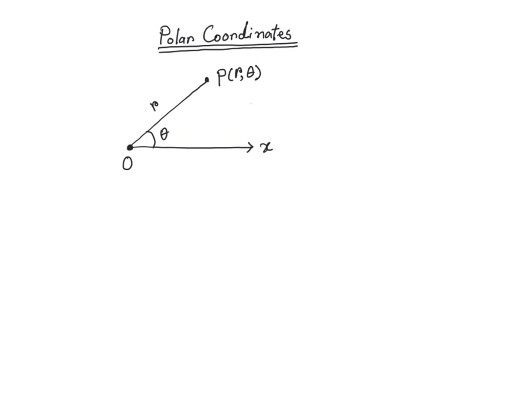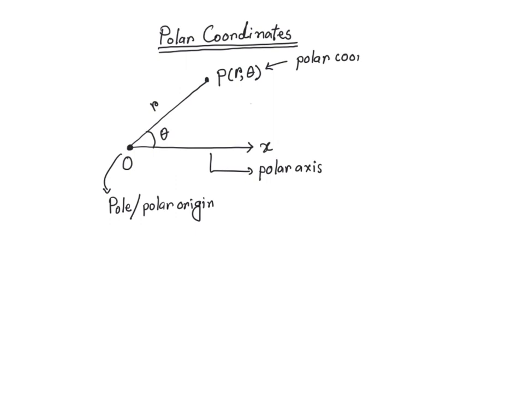Now this point O is called the pole, or sometimes also called the polar origin. And this horizontal axis is called the polar axis. And then this r and theta, they are called polar coordinates. Now, this is how you'd identify a point in the polar coordinate system.